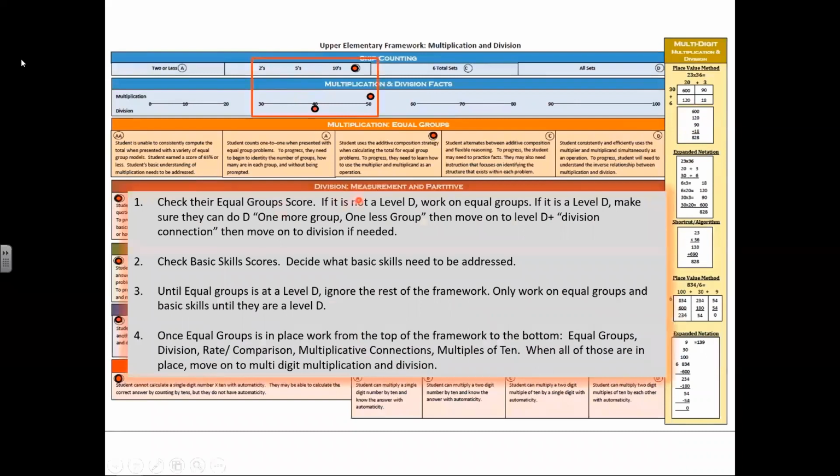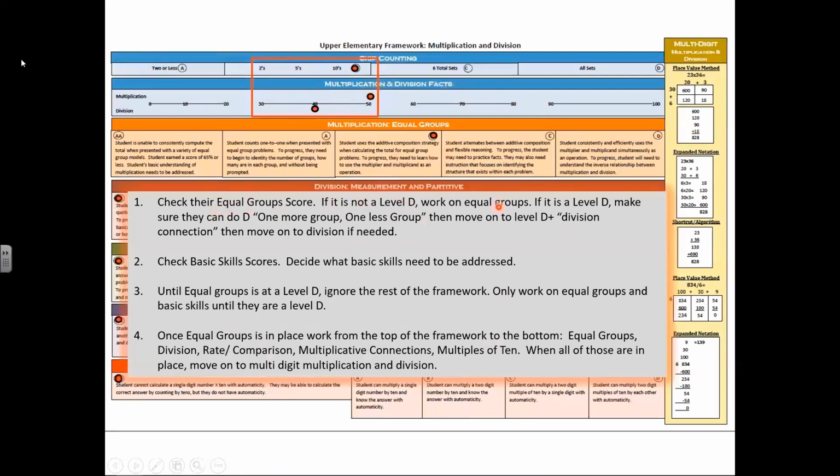Check their equal groups score. Remember, all you care about are equal groups and also their basic skills. You're always going to have a basic skills type thing that you'll be working on too, whether it's skip counting or their facts. You always need to know how strong they are with their facts, and more importantly, are they using their facts? And then equal groups, okay? So check their equal groups.